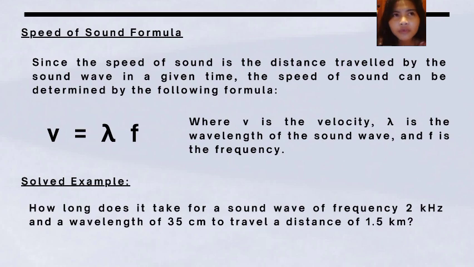I already reminded you earlier that the SI unit for frequency is hertz, the SI unit for wavelength is meters, and the SI unit for the speed of a wave is meters per second. So if you observe that a given quantity has a unit different from the SI unit, what you're going to do is convert it to the desired SI unit.